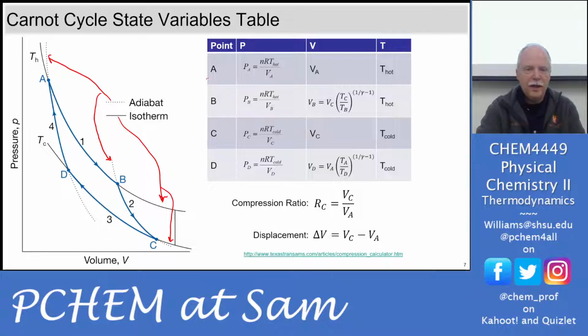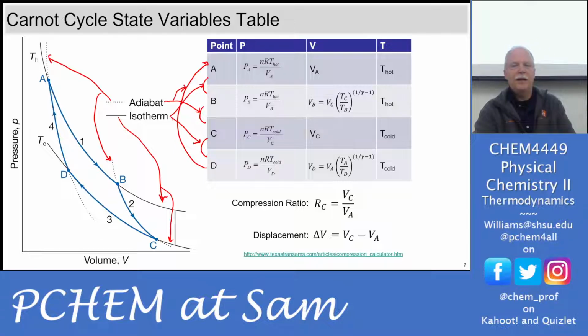So A to B is isothermal, and C to D is isothermal. And then B to C is an adiabat, and then D to A is an adiabat. This is kind of ugly, I know. Okay.